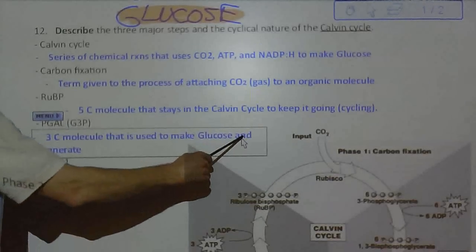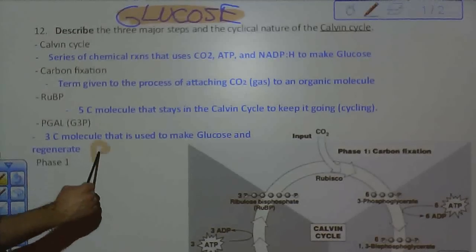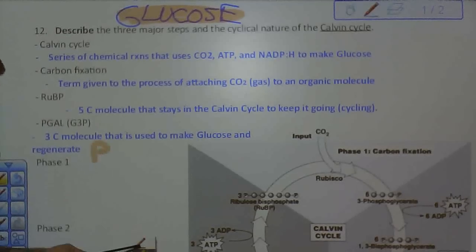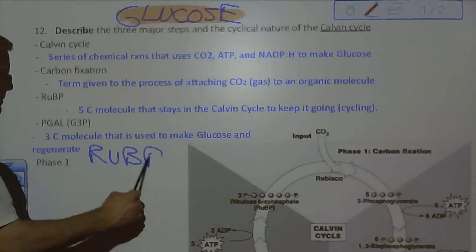Next up is pGal. Also, you'll see it known as G3P. Remember, in organic chemistry, everything has two names. So there are the two names for this molecule. But in any case, it is a 3-carbon molecule that is used to make glucose and to regenerate the molecule that is staying in, RUBP.